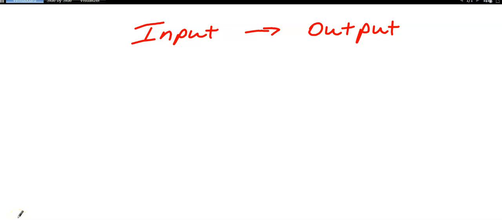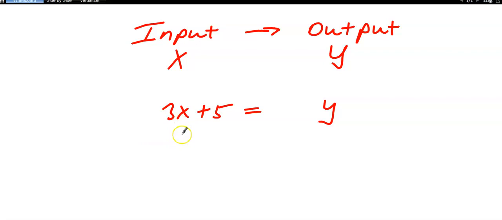Hey guys, this is a lesson about relations and functions, which is chapter 7, section 1 in the Big Ideas textbook. We're going to talk about the inputs and outputs. So the input typically is known as the x value, and the output is the y value. If you have an equation like 3x plus 5 equals y, you're going to be asked sometimes to put in, that's why they call it the input, a value for x. Once you know what x is and you put it in here, you're going to get the answer for the y value.